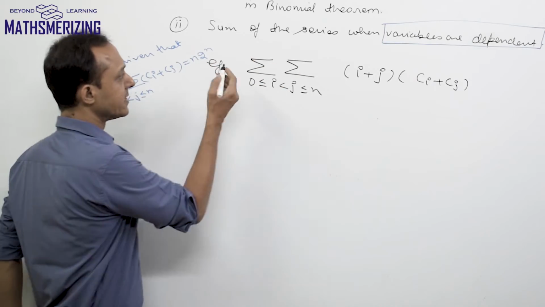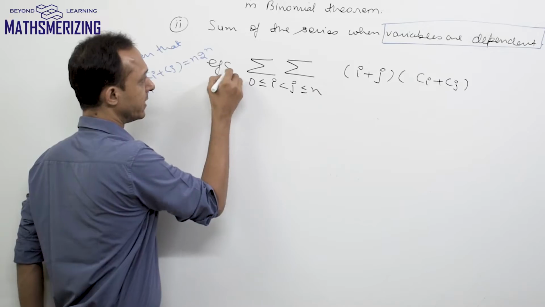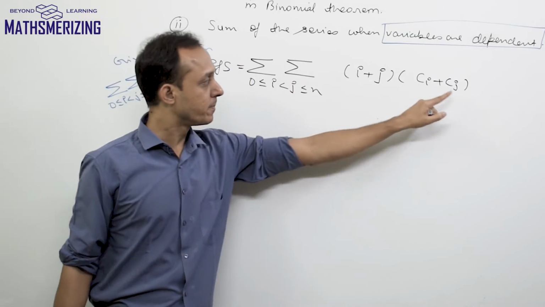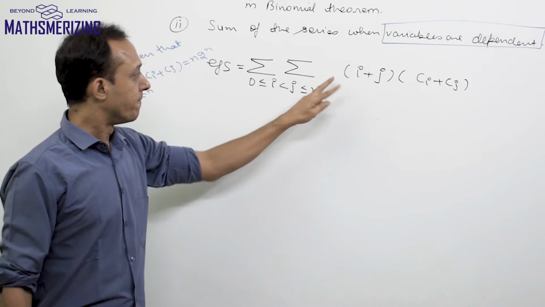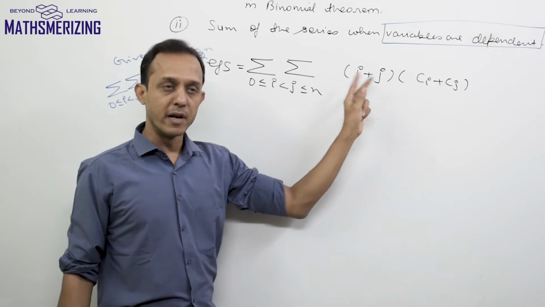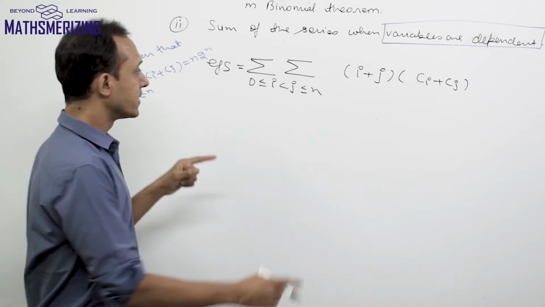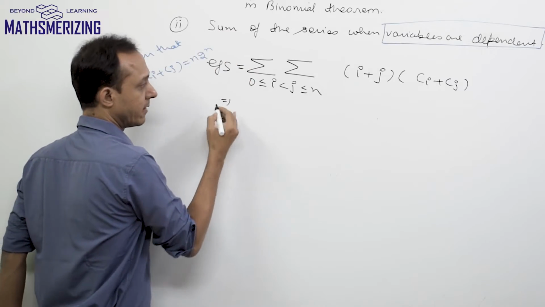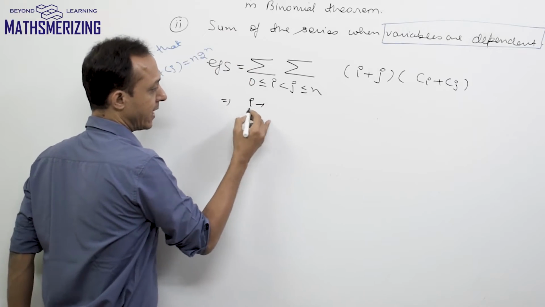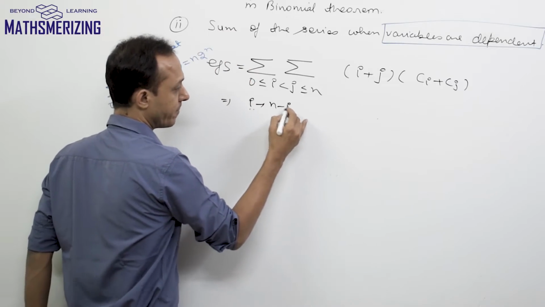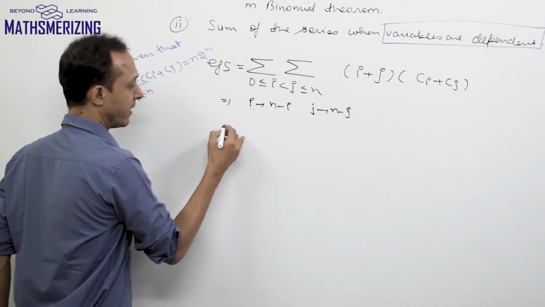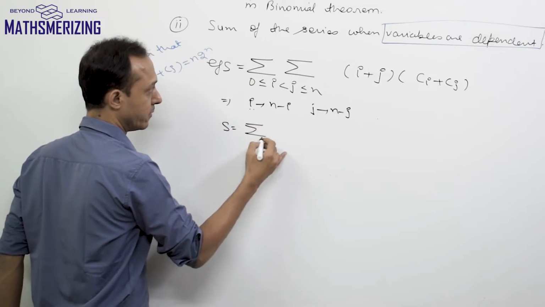So what I'll do is, I'll say suppose this result is equal to some series S. Now I know that there is a symmetry in the question, and if I interchange i and j, the question will remain the same. So what I'll do is, I'll reverse the series. And how do I reverse the series? I'll replace i with n minus i, and I'll replace j with n minus j.